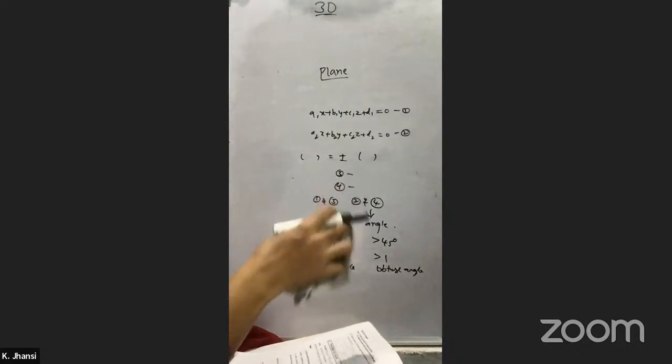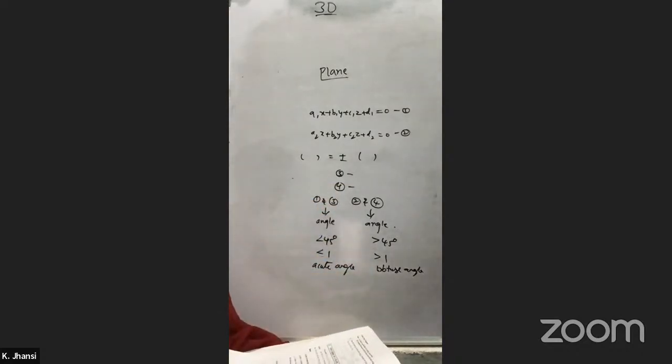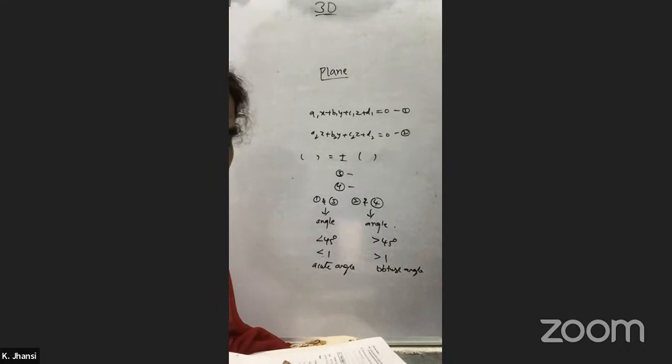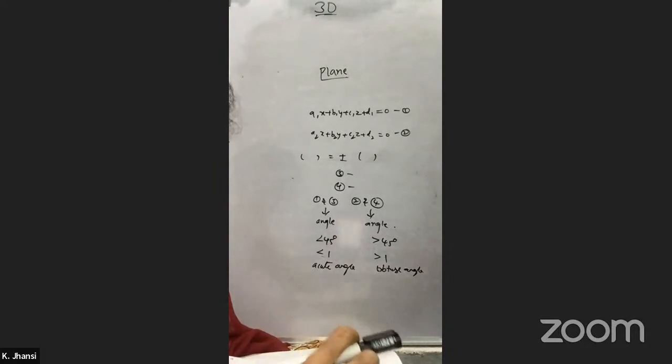And the next concept in the third unit is the two sides of a plane. Two sides of a plane means one plane equation will be given and 2 points will be given. If you substitute those 2 points in the plane equation, if you substitute the first point, you will get one value. If it is a positive value, then it will be greater than 0.